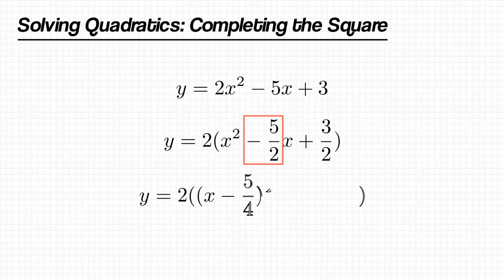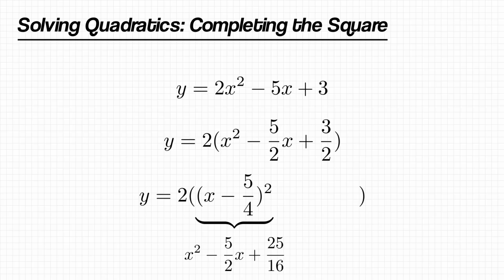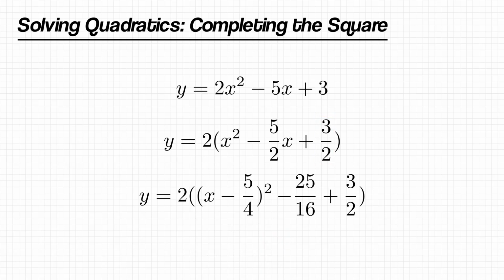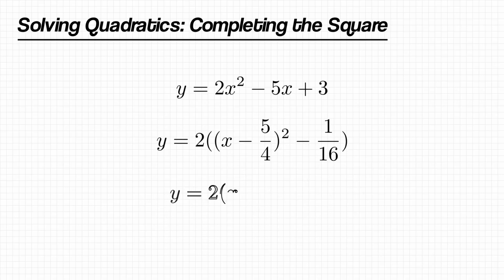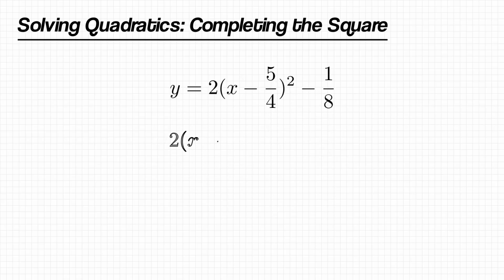First, we halve the coefficient of x to get the second term in our squared bracket. If we were to expand the bracket, we would get x squared minus 5 over 2 x plus 25 over 16. To fix this, we can simply subtract the 25 over 16 and add the 3 over 2 back in. Simplifying gives the following. Now remove the outer bracket by multiplying by 2.